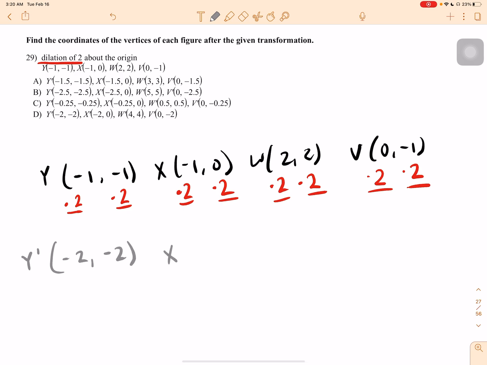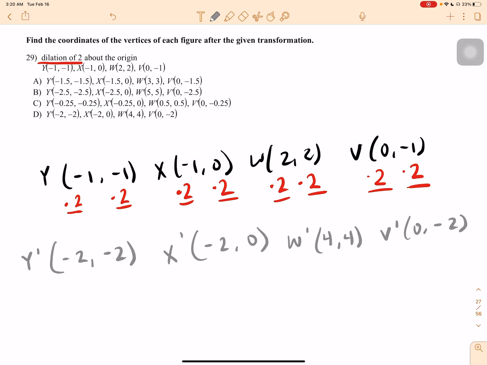All right, so now the new one, y prime, would be -2, -2 once you multiply them together. X prime, -2, 0. W prime, it would be 2 times 2, 2, 4, 4. Okay, and then v prime, instead of 0, -1, we're going to have 0, -2. Okay, so that is how you would dilate it.